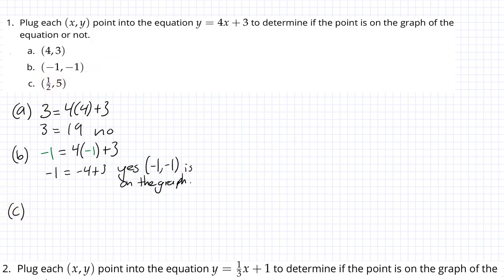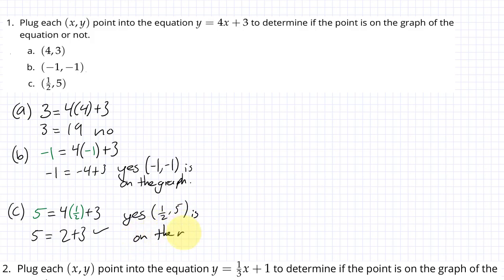If we try 1/2, 5, let's see what that looks like. The y is 5. The x we're plugging in is 1/2. So we have 1/2 times 4, plus 3. And let's see, 4 times 1/2 is 2. So that gives you 5 is equal to 2 plus 3, which is true. So that means yes, that point is on the graph.